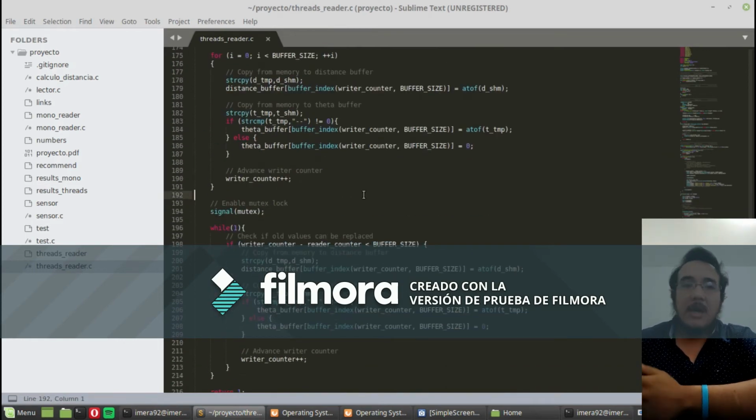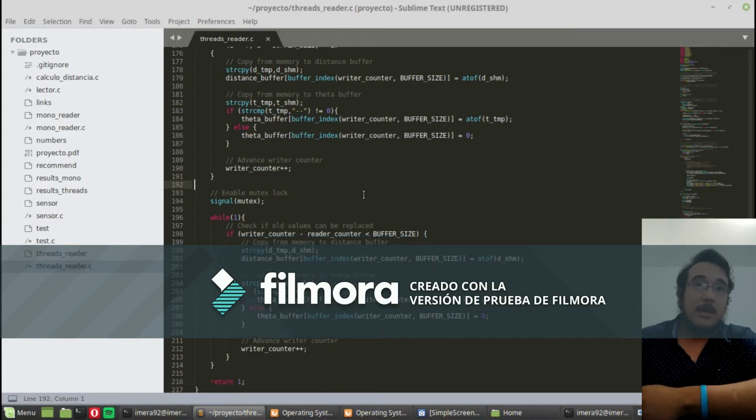And what actually allows this to work is the fact that we are not taking any time in taking the data out of the buffer. We simply overwrite the old data and read it and do the calculus, and that's it.